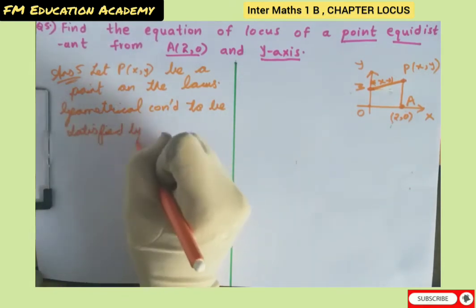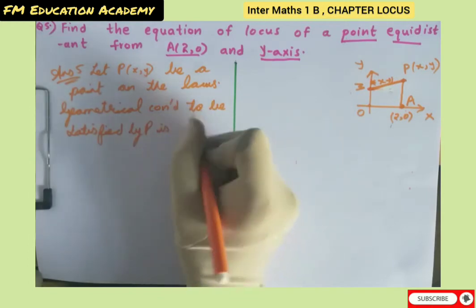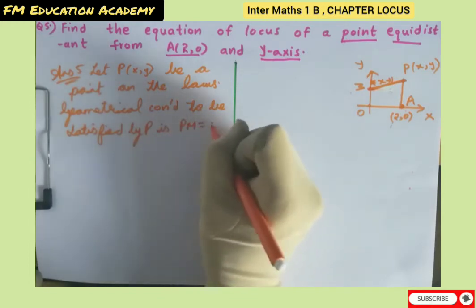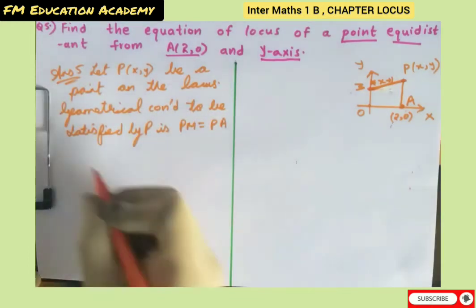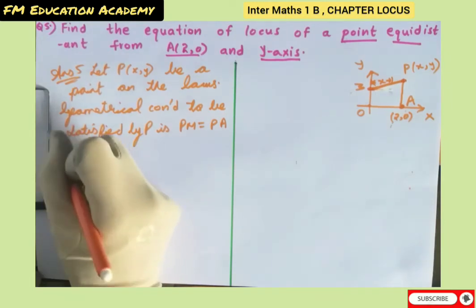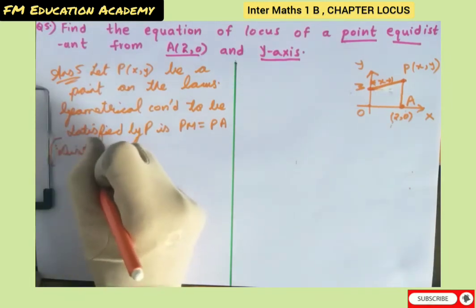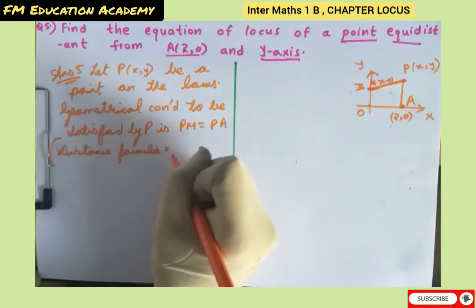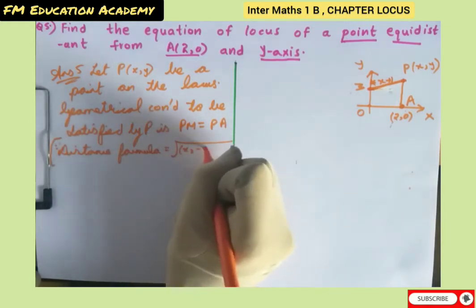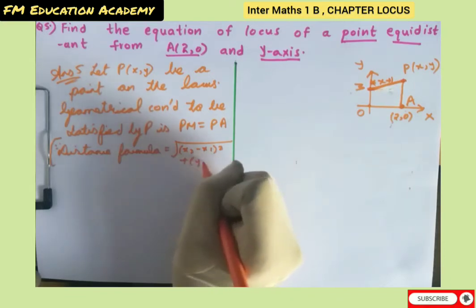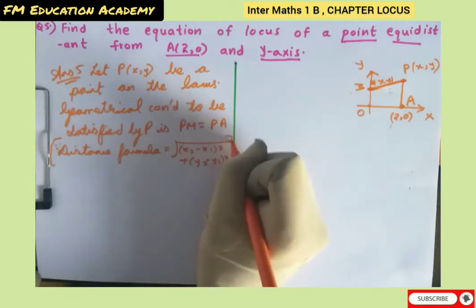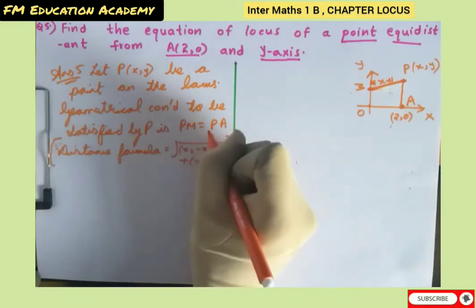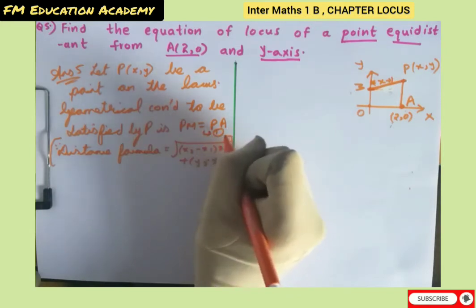What is the geometrical condition to be satisfied by P? It is PM is equal to PA. So again, which formula do we have to use here? The distance formula. So write the formula in brackets. What is the distance formula? Root of (x2 minus x1) whole square plus (y2 minus y1) whole square. Close the bracket. So this is our equation 1. PM is equal to PA.